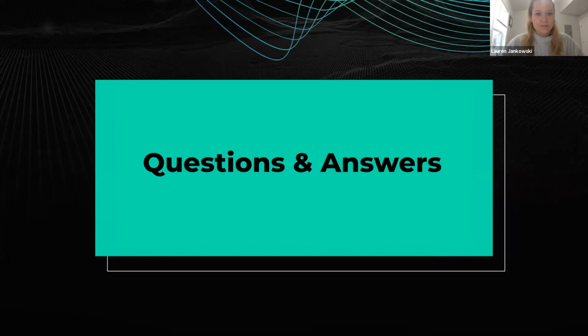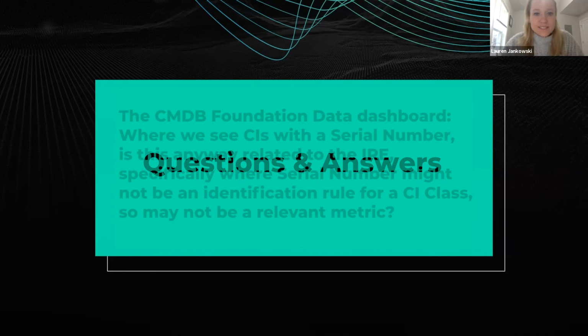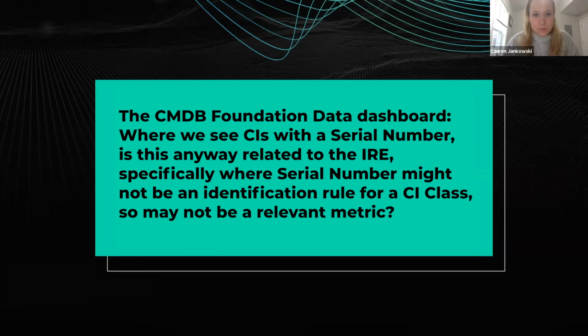So the first one we have here from Andrew: the CMDB Foundation Data Dashboard, where we see CIs with a serial number, is this in any way related to the IRE, specifically where serial number might not be an identification role for a CI class, so may not be a relevant metric? This is assuming IRE is not out of the box.